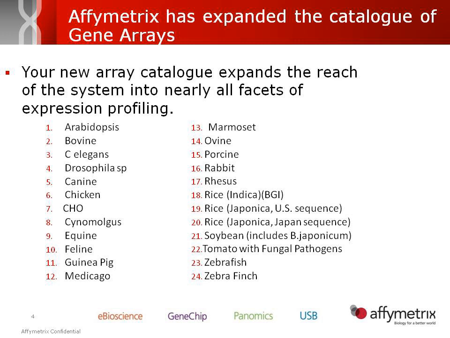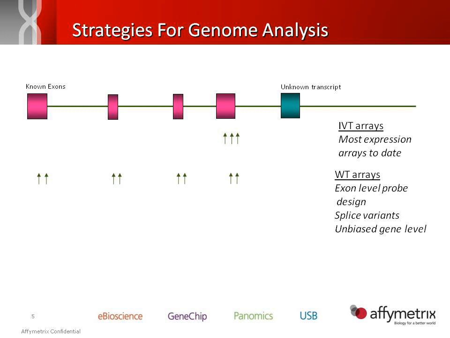On the expression side, we have expanded the arrays available. We now have new whole transcriptome arrays for Arabidopsis, ovine, bovine, porcine, many of the model organisms you find valuable. The new designs use our state-of-the-art, innovative WT design strategy, where we are actually assaying the entire transcript. In this way, you are actually getting exon-level data, high resolution, most if not all splice variants, as opposed to just an assay of the 3' end.